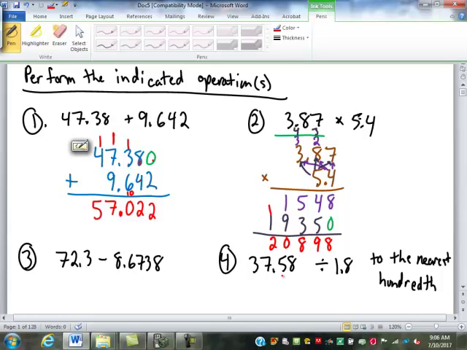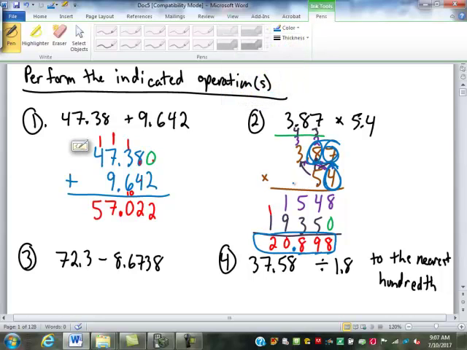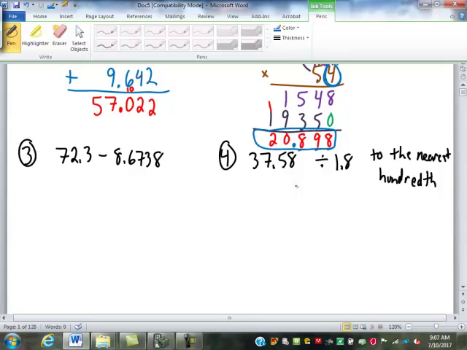2. Where does my decimal point have to go here? 0 and the 8. Very good. Because we have 1, 2, 3 decimal places in the problem, we have to have 1, 2, 3 decimal places in our answer. Again, that's just combining the names. Hundredths times tenths is thousandths. So that's 20.898. Any questions so far?